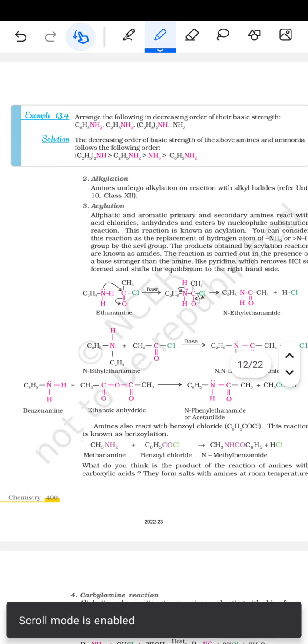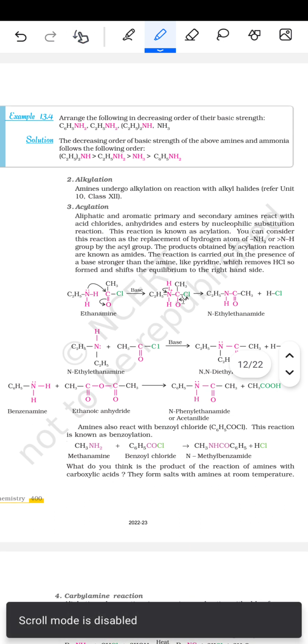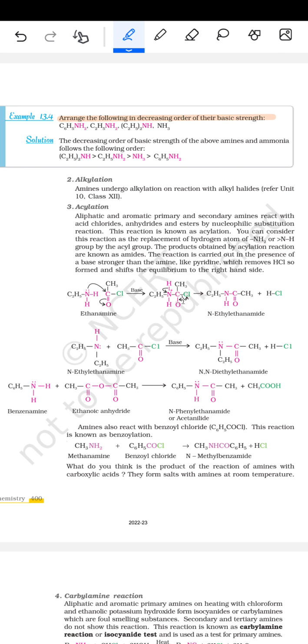For example 13.4: arrange the following in the decreasing order of the basic strength. C6H5NH2, C2H5NH2, (C2H5)2NH and NH3. So the decreasing order of the basic strength of the above amines and ammonia follows the following order.